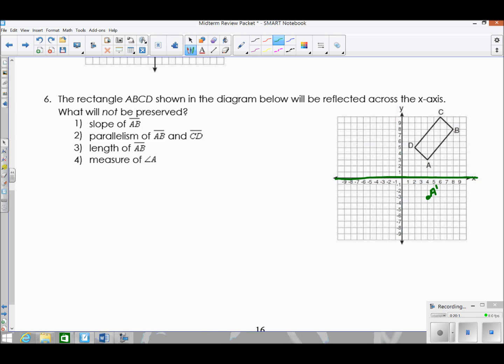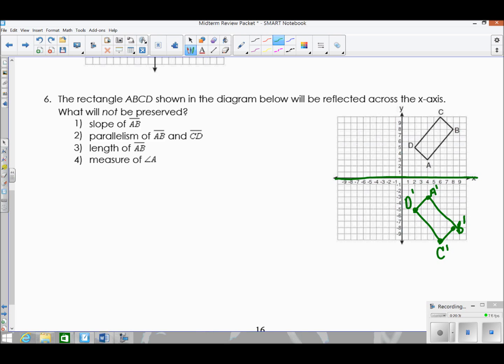Then from B, this was 8 units down, so I have to go 8 more units. C is up here at 10, so I just go 10 units down. And D is at 5 units to get to the x-axis, so travel 5 more units. So here's your new rectangle. Now we can go through and answer these questions.